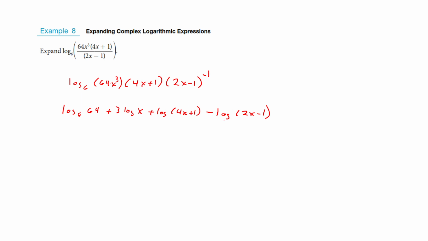Everything else is being multiplied, but notice this negative 1, when I brought this up to the top, that negative 1, when it comes in front, makes this negative log of 2x minus 1. So I hope you followed that. I wasn't going too quickly. But the key is I avoid the quotient rule by bringing this up and making it 2x minus 1 to the negative 1st power, which means it moved to the top.